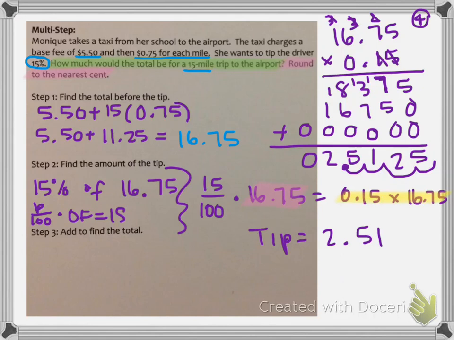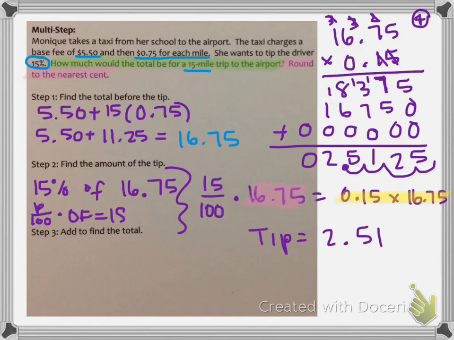So I went ahead and I worked that out. I multiplied my two decimals and I was able to get an answer. And remember, it says round to the nearest cent, so what I did is I went ahead and rounded the tip to the nearest cent. So the tip would be $2.51.